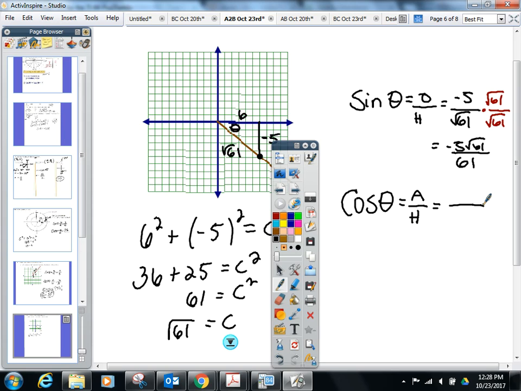Emma, what's adjacent here? 6. Hypotenuse. All right. Self-respect. Multiply top and bottom by the square root of 61. And it ends up being 6 square root of 61 over 61. Positive, shockingly, positive.